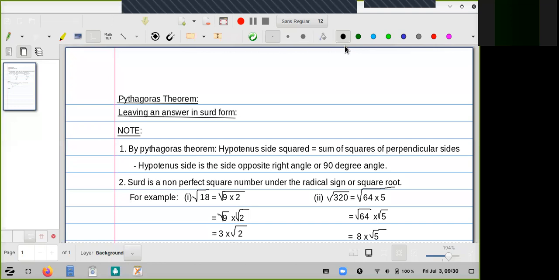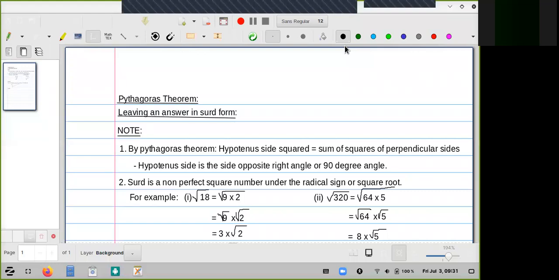Right, we are going to deal with Pythagoras theorem, or we are continuing with the Pythagoras theorem. In this case, the answer that we are going to come up with is a number that has a factor which is not a perfect square. If we have such a number, it means we must leave our answer in surd form.